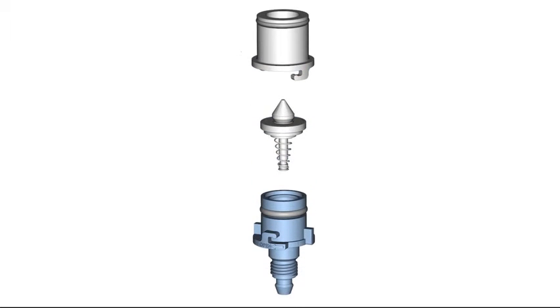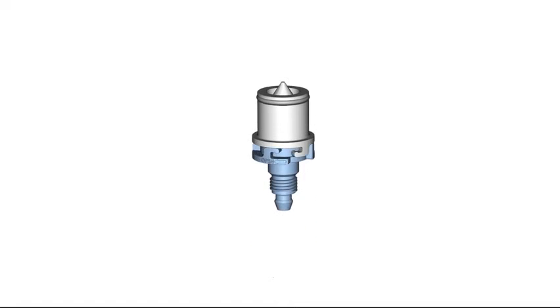Detach and rinse the components thoroughly. Apply silicone grease to the two O-rings and reassemble the part. Alternatively, replace the entire suction check valve with a new one.